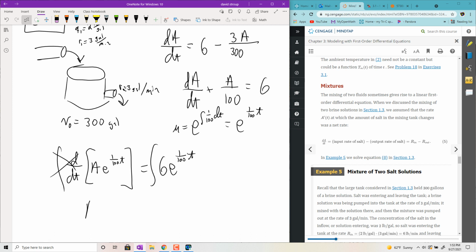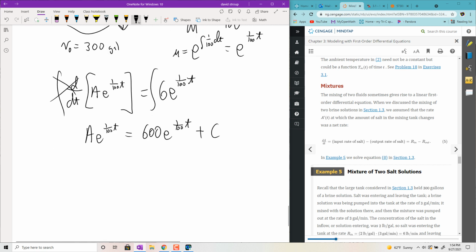Here the derivative and integral cancel, leaving e to the 1 over 100 t. On the right, there would be a u-sub. If you think about it, doing the inverse operation of a derivative, you're dividing by 1 over 100, right? So you'd end up with 600 e to the 1 over 100 t. You could do a u-sub if you need to, but you could also do it in your head. Multiply through by e to the negative 1 over 100 t, and you get A equals 600 plus c e to the negative 1 over 100 t.